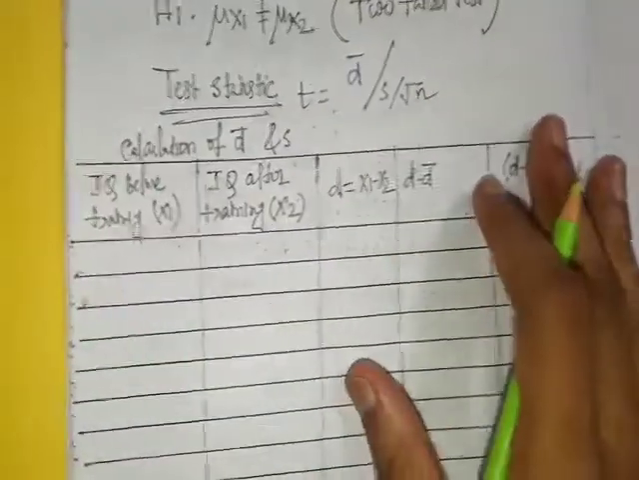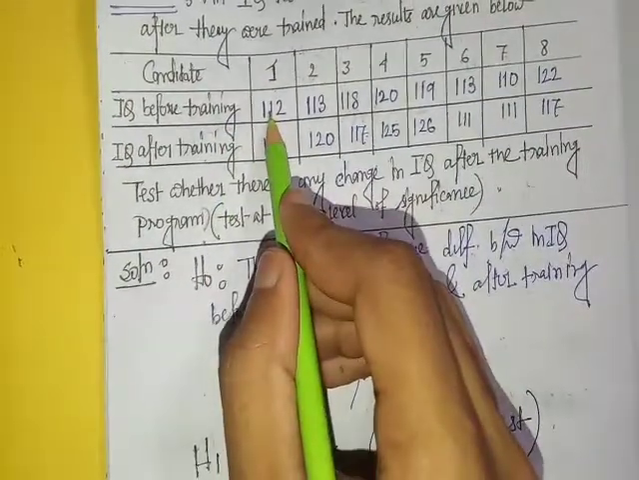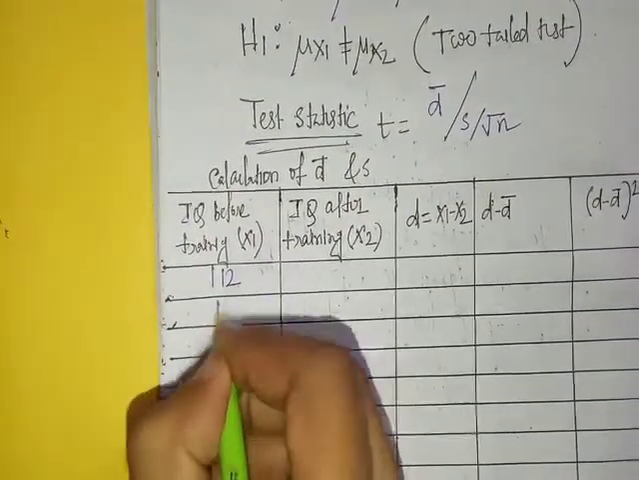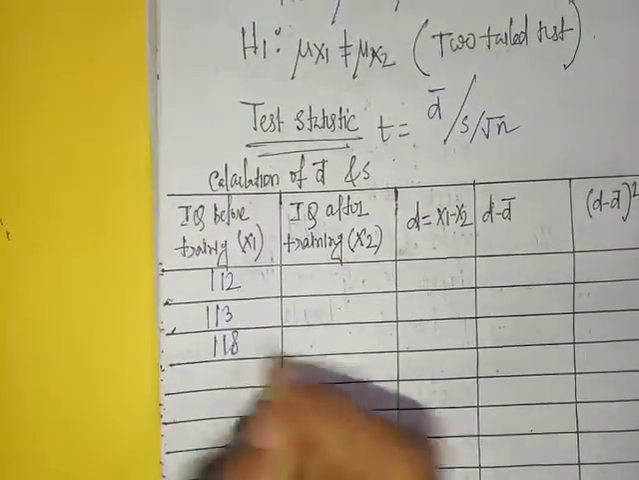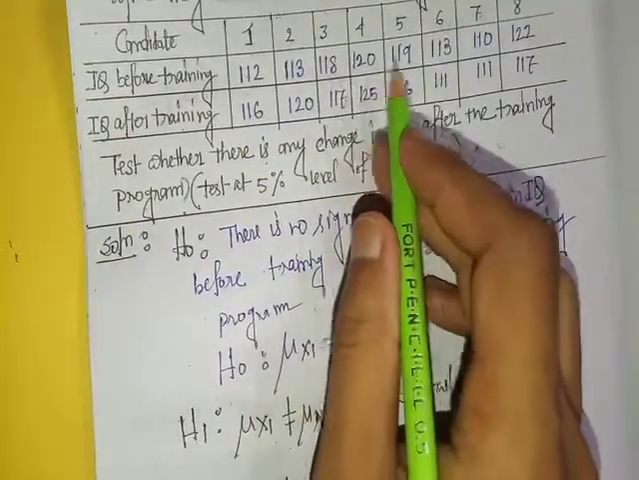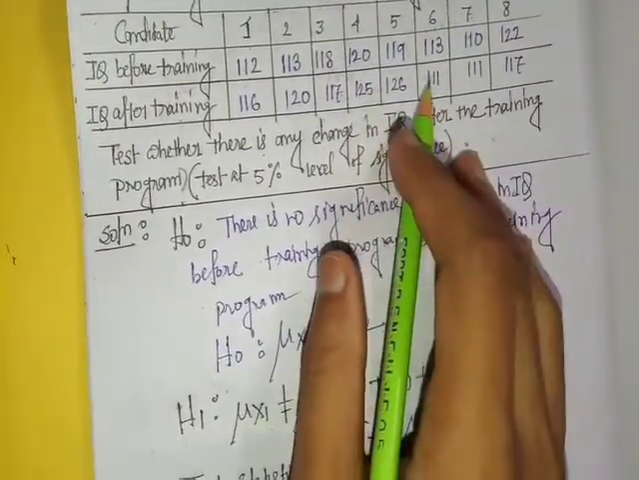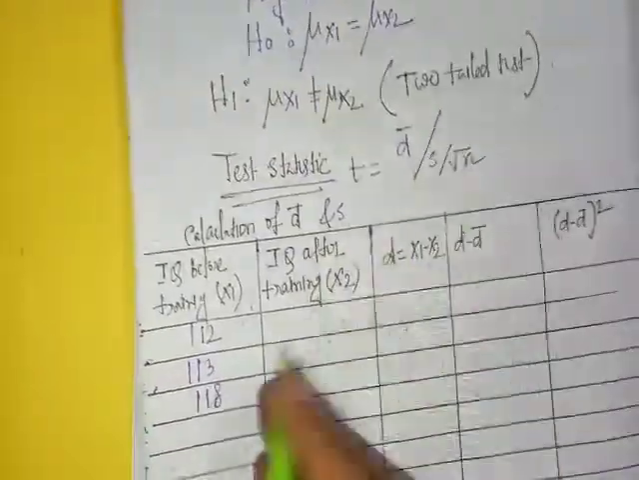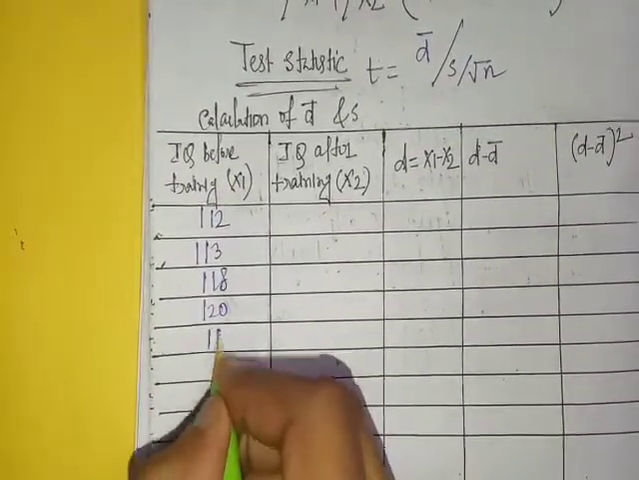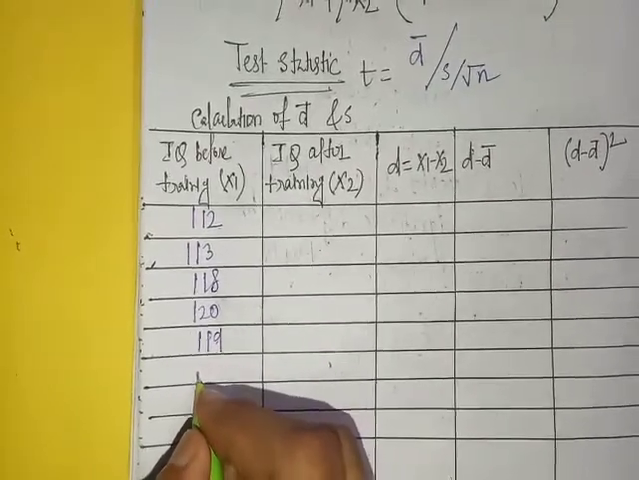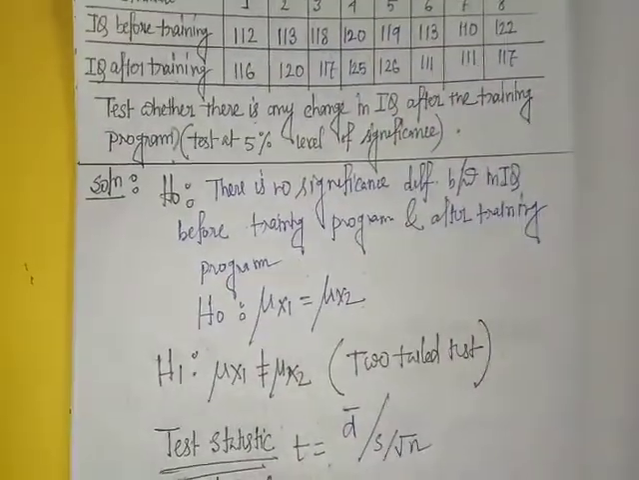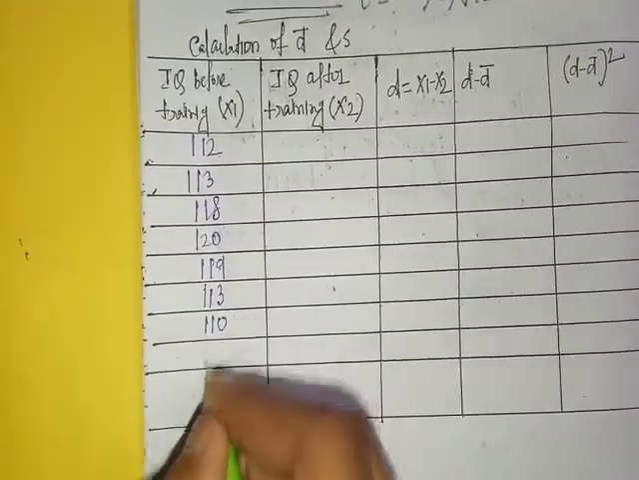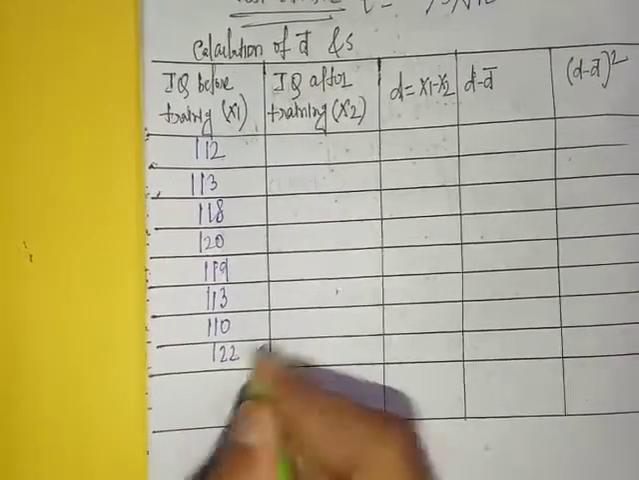Next, IQ before training. So IQ before training is this: 112, 113, 118, 120, 119, 113, 110, 122.